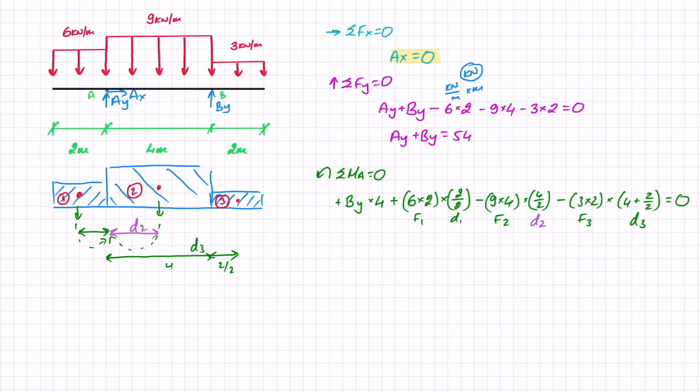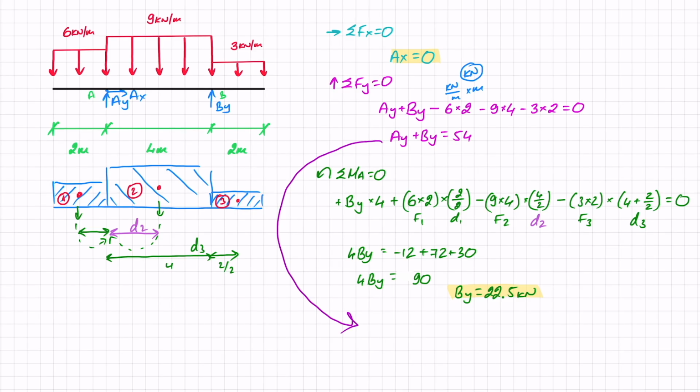And all of that has to be in equilibrium, so all that has to equal 0. So if I calculate that, I've got 4 BY equals minus 12 plus 72 plus 30, so 4 BY equals 90, and BY equals 22 and a half kilonewtons. And now the last thing that I need to do is go back to this equation here and say that AY equals 54 minus BY, so that is 54 minus 22 and a half, and AY equals 31 and a half kilonewtons. And that's us solved all the reactions.